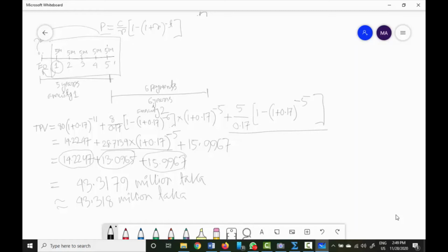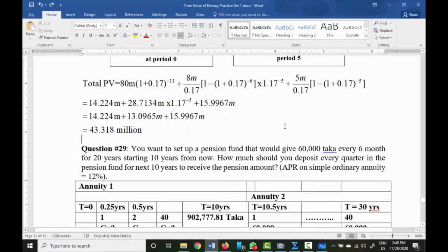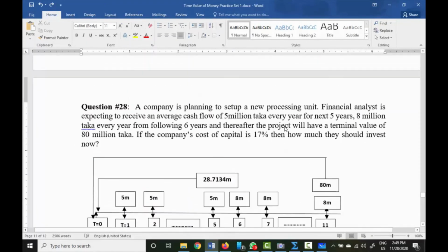So that means if the company invests 43.318 million taka today, the company will receive 5 million taka every year for next 5 years, 8 million taka every year for the following 6 years, and thereafter they will receive a terminal value of 80 million taka from the project, which will be equivalent to 17% rate of return per year.